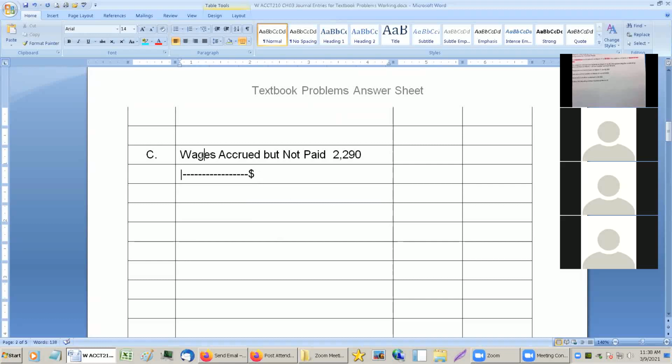So wages accrued means that we owe employees $2,290. So we owe them, so maybe we're not going to pay them for a while. So there's not going to be any cash. These are not paid, so we didn't use any cash yet, but we owe them. So the question is, what would the journal entry be?